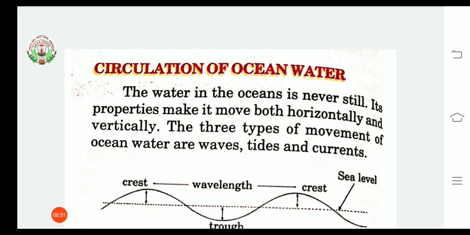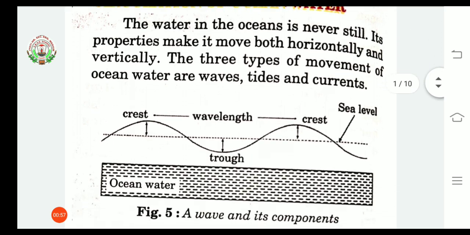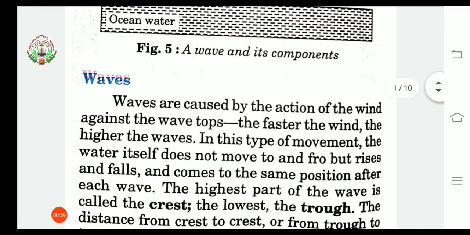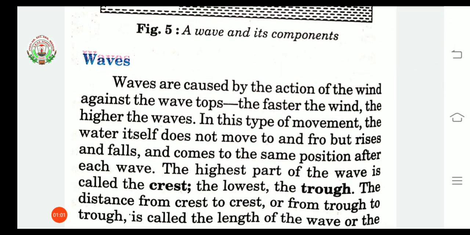First, that is called waves. Second, tides. And third, currents. First, we will understand about waves. Rise and fall in the forward movement of surface water of the ocean is called waves. These waves are caused by the action of the wind against the wave tops.